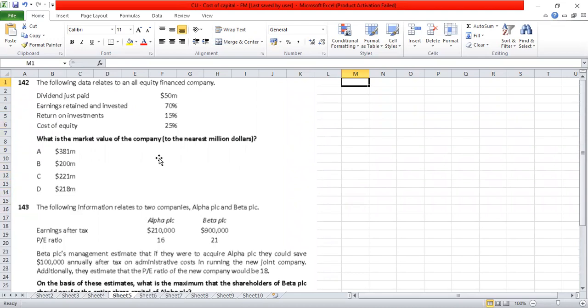On the screen, do you see question number 142? The following data relates to an all equity financed company. Dividend just paid is given. Equity earnings retained and invested are 70%. Return on investments is 15%. Cost of equity is 25%. Find out what is the market value of the company. Very simple. How do we calculate such a question? Market value of the company.